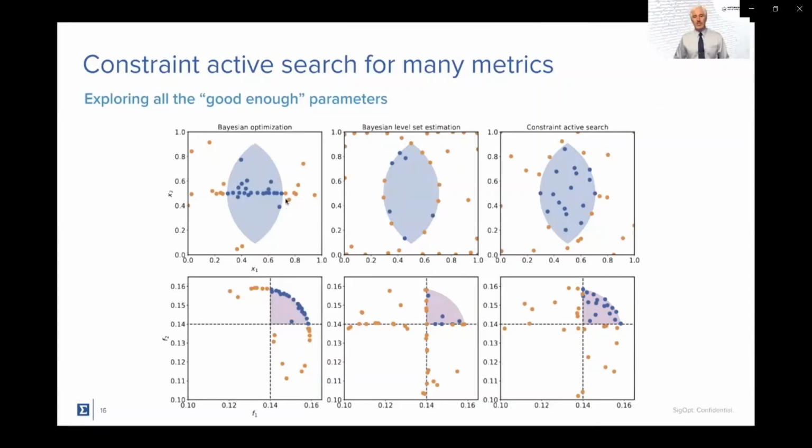However, the Pareto Frontier is only this single line through parameter space. It doesn't actually study all the results which satisfy the constraints. Instead, we suggest that Constraint Active Search gives us the ability to explore this blue region very efficiently while still scaling to a higher number of metrics and providing actionable information.